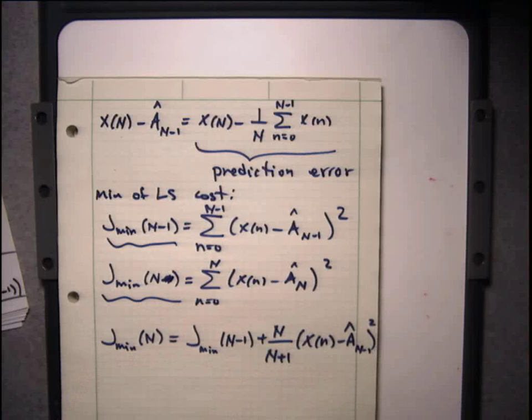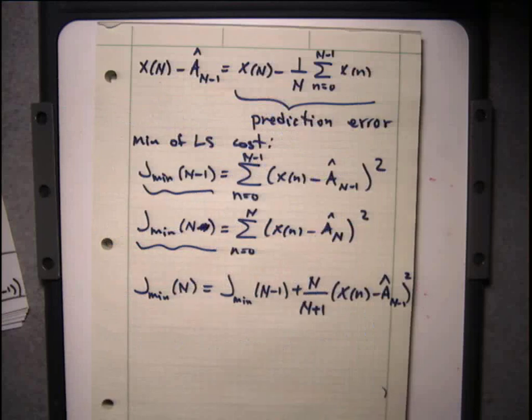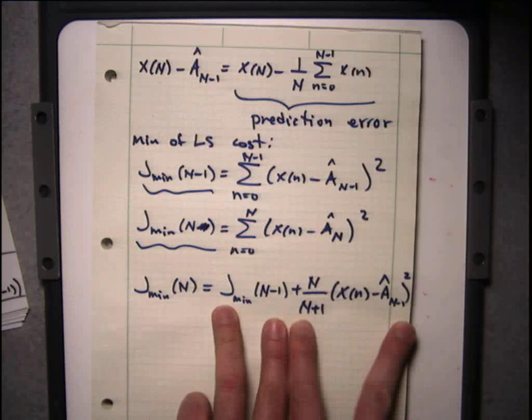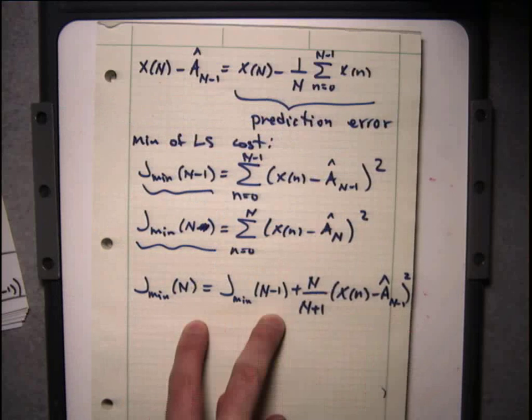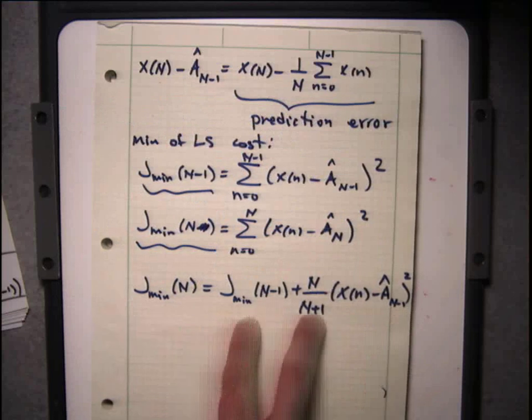Right? So the idea is if you get more data, you would expect things to get better, right? But here your cost is increasing. You've got this plus a positive number. Why is it increasing? Why is this not decreasing as you get more data points?